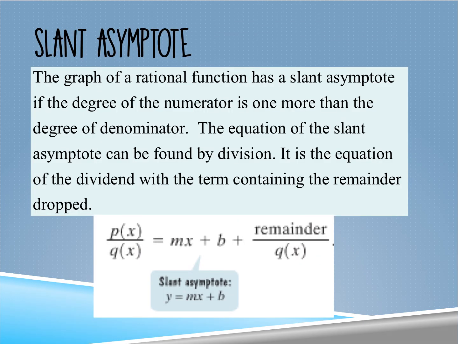The graph of a rational function has a slant asymptote if the degree of the numerator is 1 more than the degree of the denominator. The equation of the slant asymptote can be found by division. It's the equation of the dividend with the term containing the remainder dropped. So our slant asymptote is just the whole number part of what we divide. The remainder's not included. The remainder doesn't matter with your slant asymptotes. It's just everything you get before the remainder.